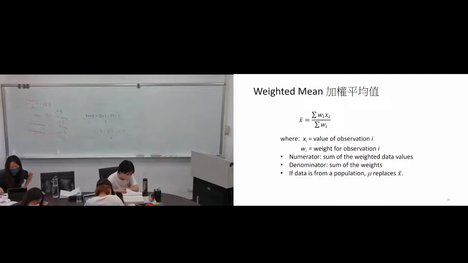So in the numerator, that's the summation of the weighted data values. W represents the weight, the weight for observation i. In the denominator, that's the sum of the weights. That's how we calculate the weighted mean for a sample. If we calculate the weighted mean for a population, then we should use the weight for population.